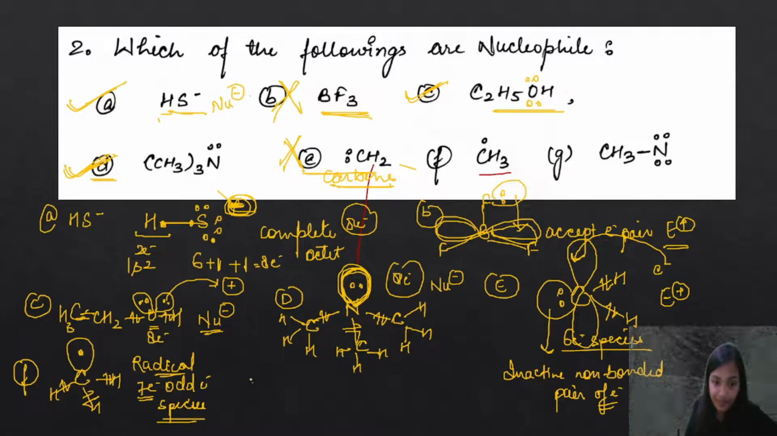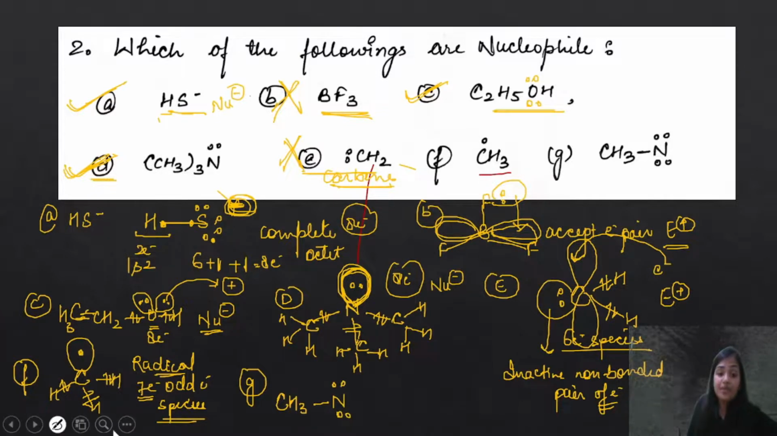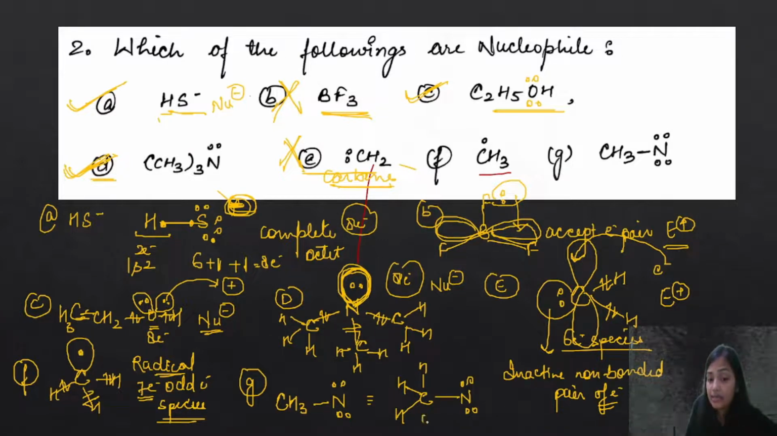Now here we have the last option to go with, that is CH3 and N with 1, 2, 3, 4. Please draw the structure the way I have given to you. If you draw this structure in another way, carbon with 1, 2, 3 hydrogens, and this is nitrogen. Here we have 1, 2, 3, 4. Okay, this is the structure. Now if you see the carbon, this is 8 electrons. 1, 2, 3, 4, 5, 6, 7, 8. But if you see the nitrogen, are these lone pairs? No guys, these are inactive non-bonded pairs of electrons.